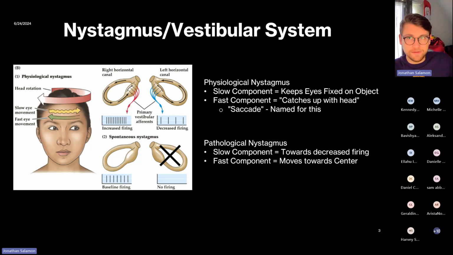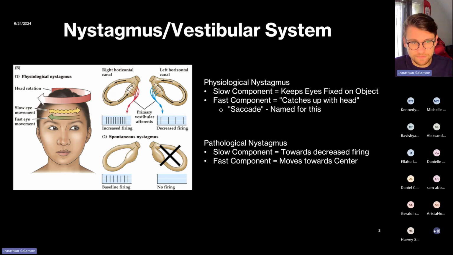The vestibular system measures the difference in the rate of firing between the neurons on either side. So if you increase the firing on the left side, your brain interprets that the same as knocking out the firing on the right side.